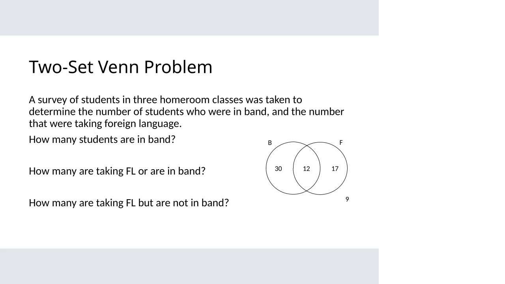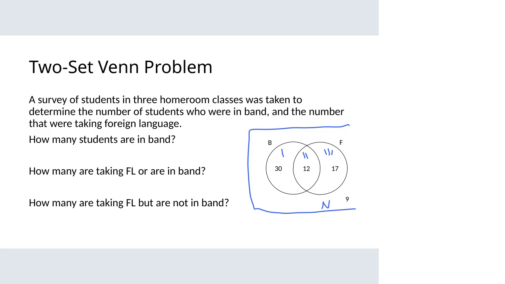Problem solving. Here's a 2-set Venn problem. A survey of students in 3 homeroom classes was taken to determine the number of students who were in band and the number who were taking foreign language. So those are the 2 sets that we have here. We have a band circle and we have a foreign language circle. And we have our same regions that we've had before, region 1, region 2, region 3, and region 4.